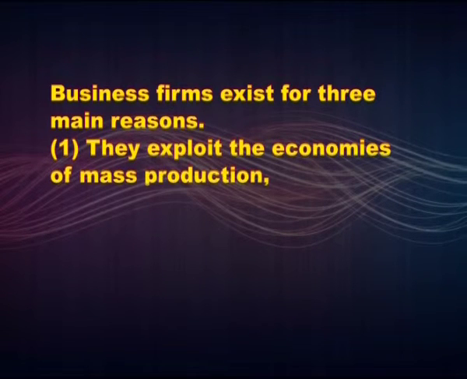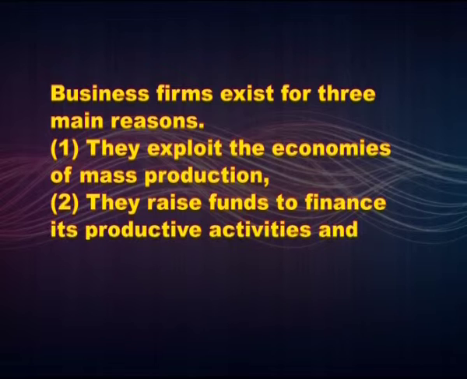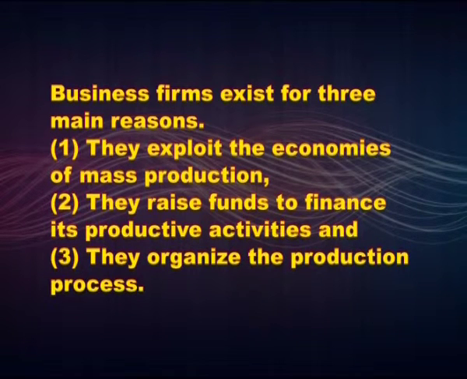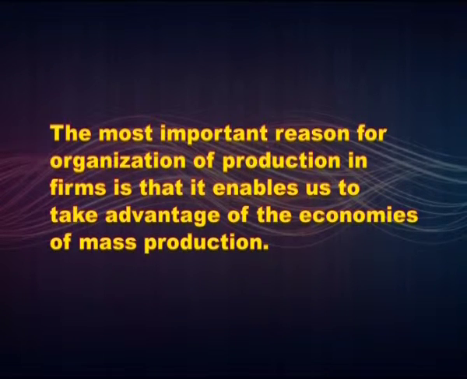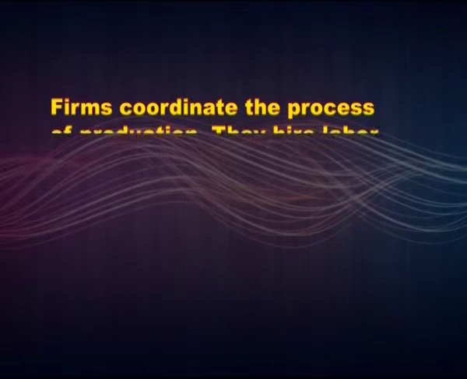First, they exploit the economies of mass production. Second, they raise funds to finance their productive activities. And third, they organize the production process. The most important reason for organization of production in firm is that it enables us to take advantage of the economies of mass production. Efficient production of goods requires the use of specialized machines and factories, assembly lines, and division of labor into small operations which are performed by special groups of labor adequately trained for the operation done by them. Firms coordinate the process of production.